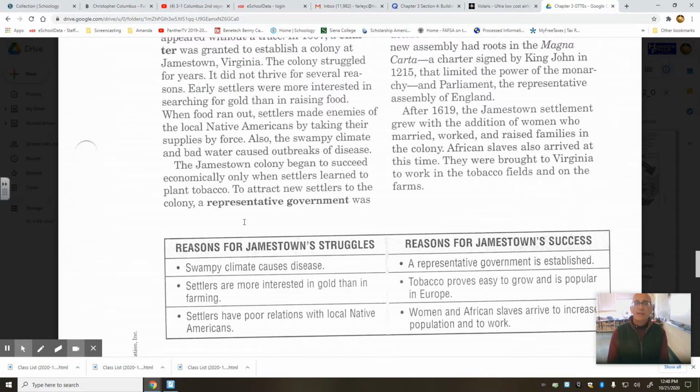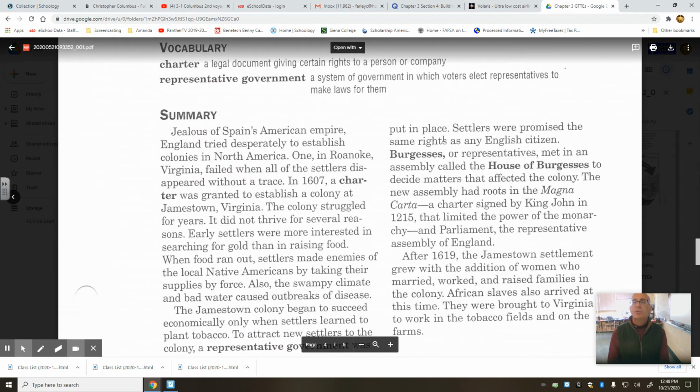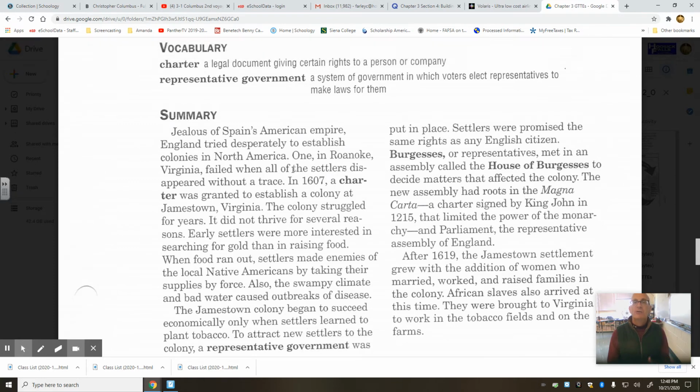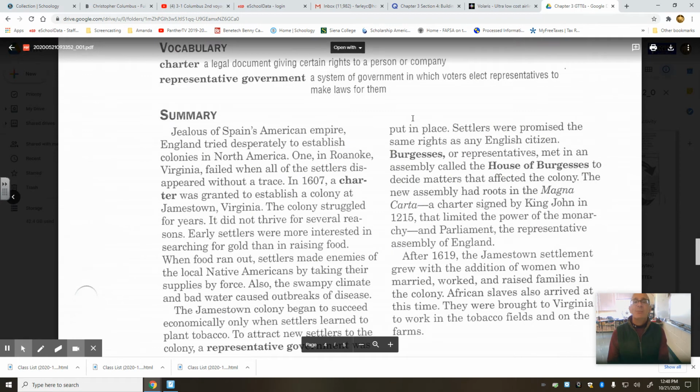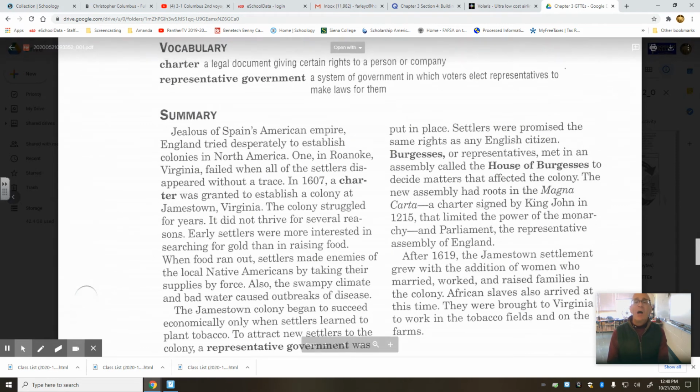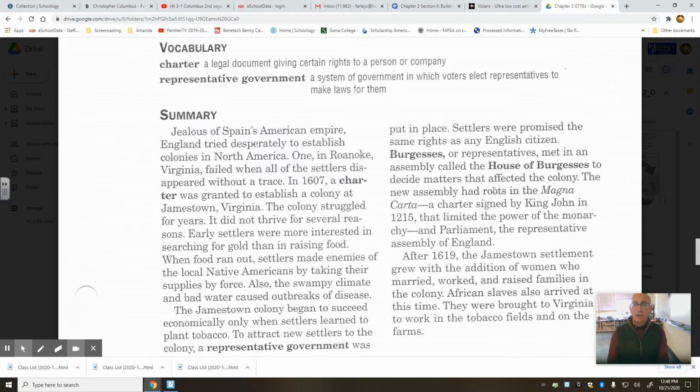And to attract new settlers to the colony, a representative government was put into place. This is a government in which the settlers at Jamestown chose their leaders. Settlers were promised the same rights as any English citizen. Burgesses, or representatives, met in an assembly called the House of Burgesses to decide matters that would affect the colony.